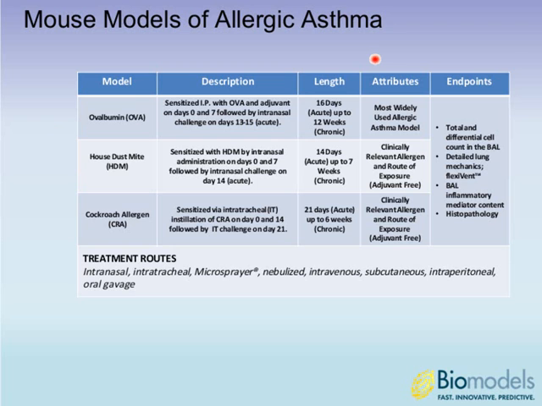Our endpoints here will be total and differential cell counts in the BAL. We'll look at detailed lung mechanics with the flexiVent, inflammatory mediator content, as well as histopathology. Our treatment routes for compounds include intranasal, intratracheal, the microsprayer, nebulized, IV, sub-Q, IP, as well as oral gavage.